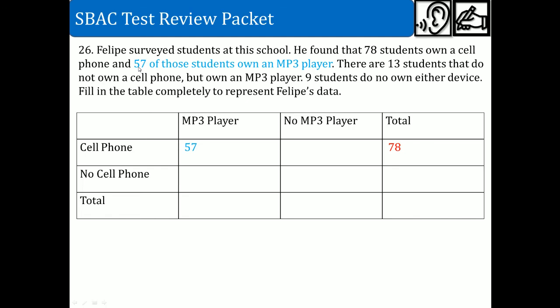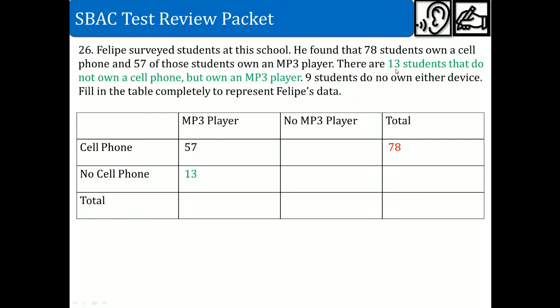Next, you want to say 57 of those students. So of 78, part of that 78 is this 57, own an MP3 player. So of the 78 who own a cell phone, 57 of them own an MP3 player. So right here, which is 57, own an MP3 player and a cell phone, because it says 57 of those. Be careful. Listen to the words. Okay, listen to my explanation. If you need further explanation, let me know in class.